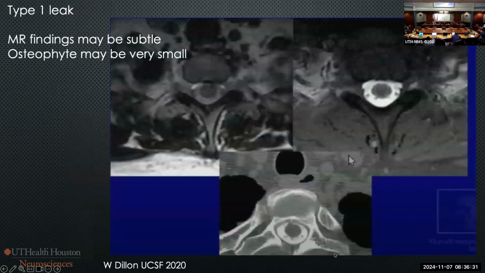This is a type 1 leak. Look how tiny that little osteophyte is. It's almost microscopic. And then on the MRI, these little, what Dr. Dillon loves to call dog ears of CSF, that's a positive study. So a lot of times you think, well, it's not, because people might not know how to read it. And that's why we don't do the myelogram, because that's what we're looking for.